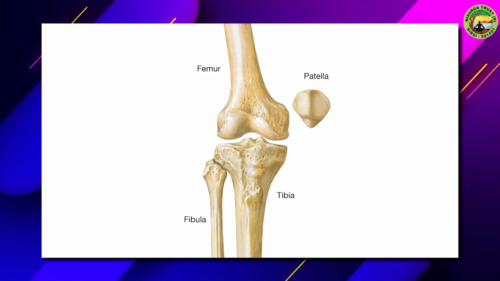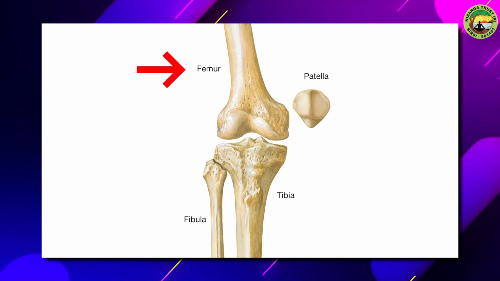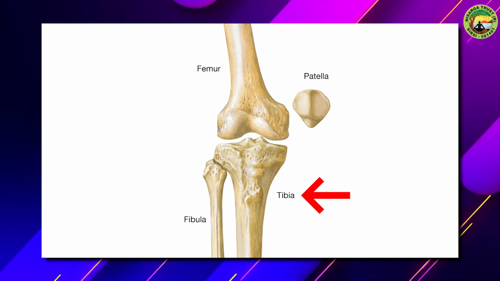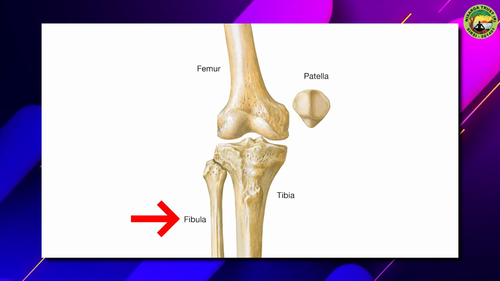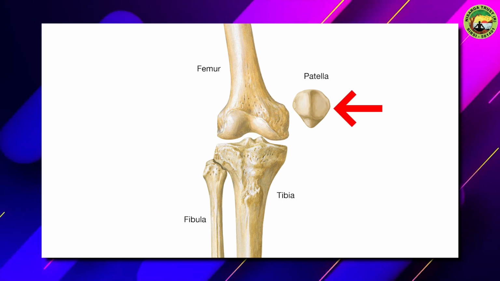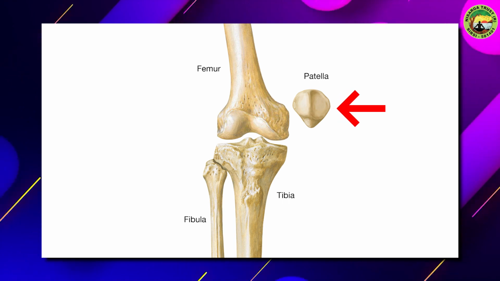So in the knee joint, as we know, there are four bones. The main bone, which is upper side, we call femur. Downside, which bears the weight, we call tibia. Then as support for the tibia, we have a bone called fibula. And over these three bones, there is a small round bone, we call patella. So these four bones together make a knee joint.